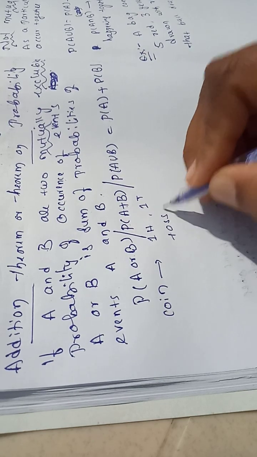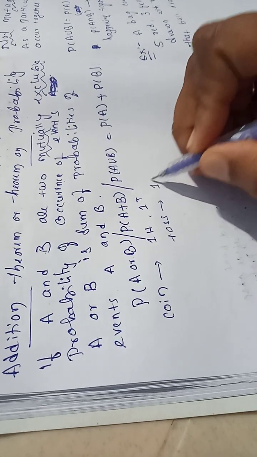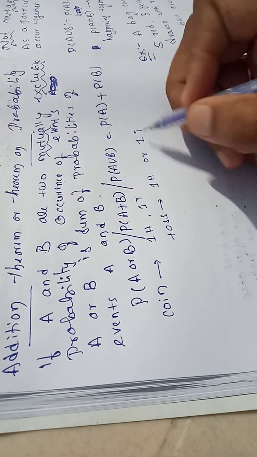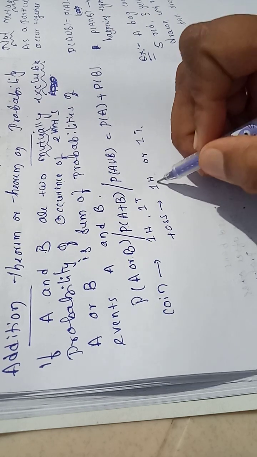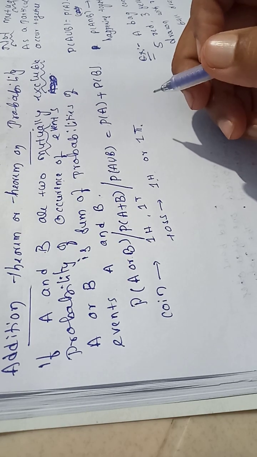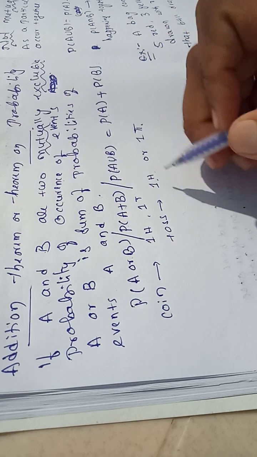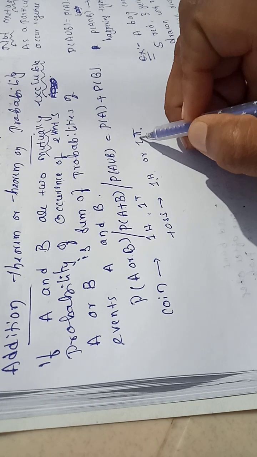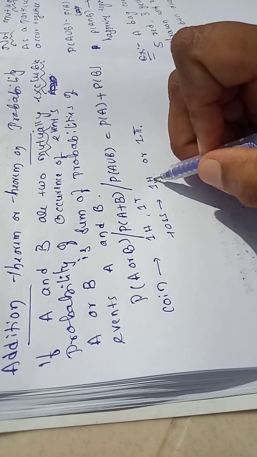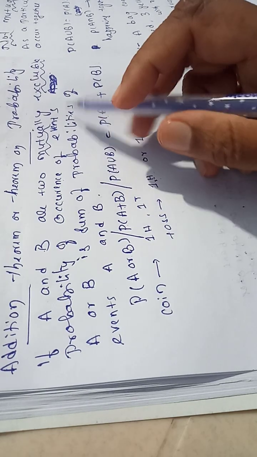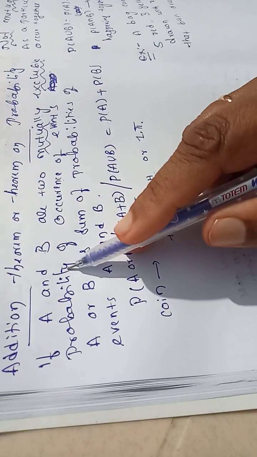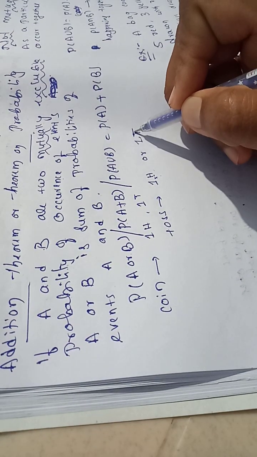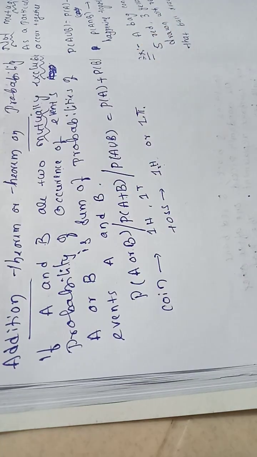Alright. Now here, mutually exclusive means, if we take one coin, the coin has one head, one tail. When you toss the coin, what happens? Either you will get head or tail. Will both come? Impossible. Any one event only occurs. Two events will not occur. That we call mutually exclusive probability: only one event will occur, either this or this.